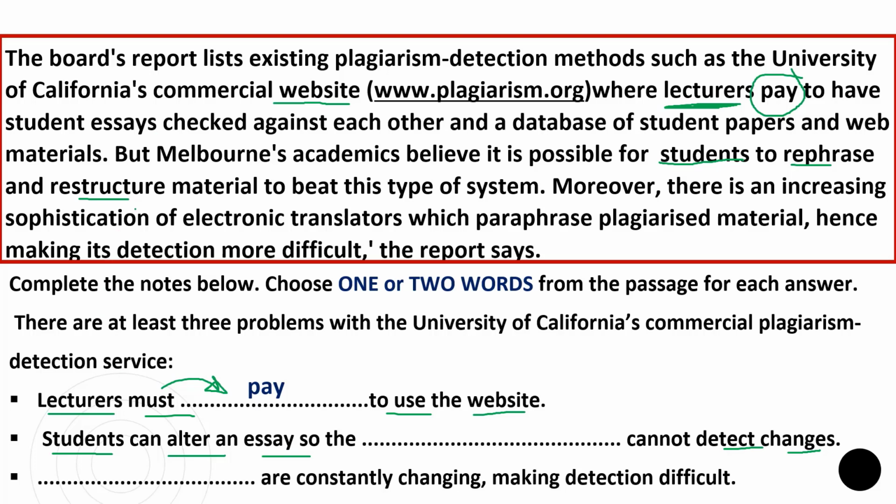Let's read it. But Melbourne's academics believe it's possible for students to rephrase and restructure material to beat this type of system. So the correct word here is system. And they are trying to beat the system, so the system cannot detect the changes. The third question here: (space) are constantly changing, making detection difficult. So we have constantly changing, making detection difficult.